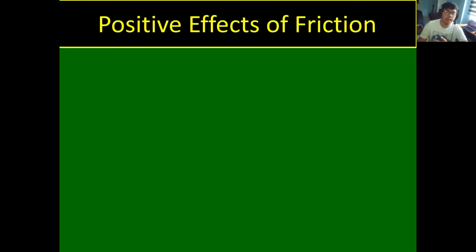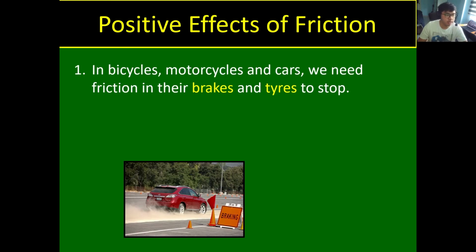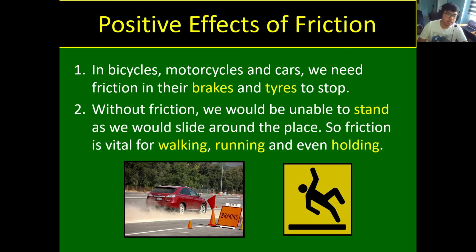Now friction can have positive effects. So in other words, friction can be good for us. For example, in bicycles, motorcycles, and cars, we need friction in the brakes and tires to stop. So we need this force called friction in order to slow us down and to stop our movement. So without friction, we will be unable to stand as we would slide around the place. So friction is vital for walking, running, and even holding. So friction is the reason why we can hold objects. Otherwise, without friction, everything will be very slippery and it's very hard to walk or run or even hold objects.